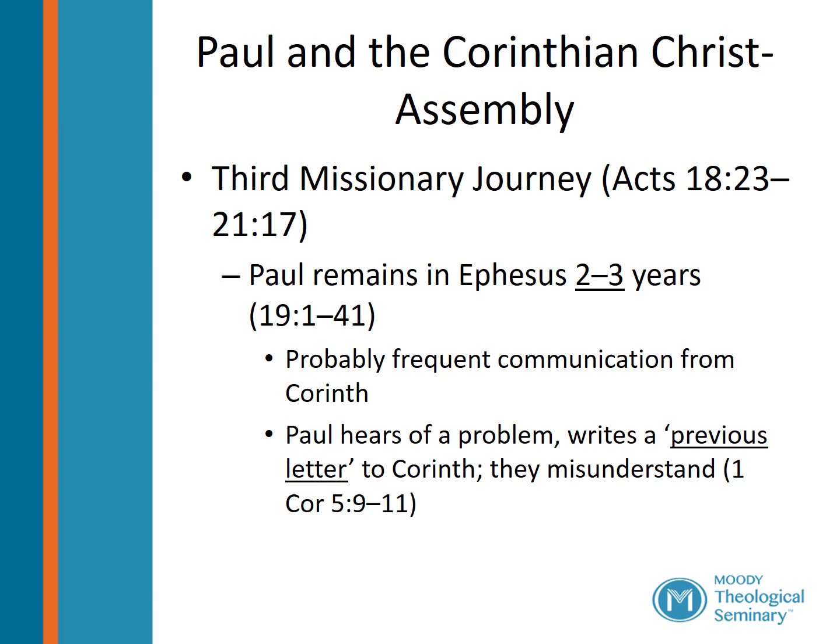Paul hears of a problem and writes a previous letter to Corinth, and in that letter they misunderstand, 1 Corinthians 5:9-11. That passage will come up quite a bit throughout the class, because in a sense they misunderstood the nature of separation from outsiders. And that's going to be an important issue for us when we start thinking about the idea of mission as social identification.